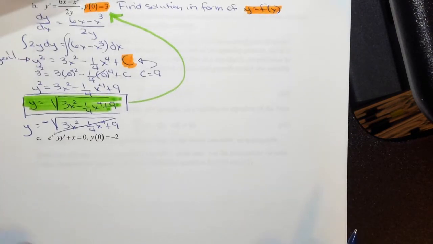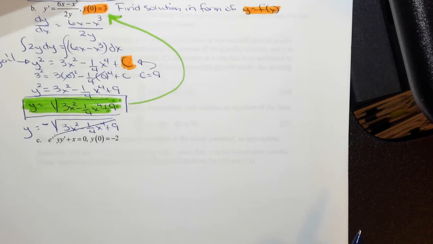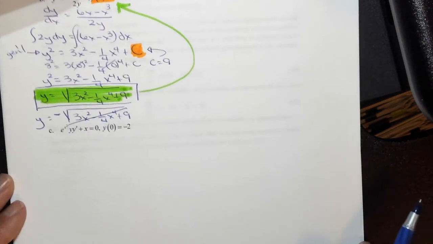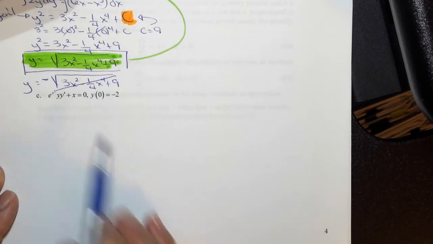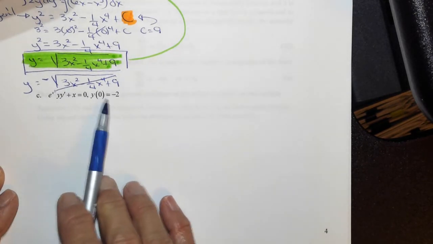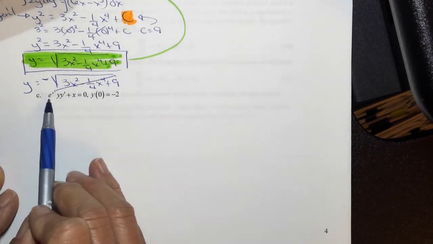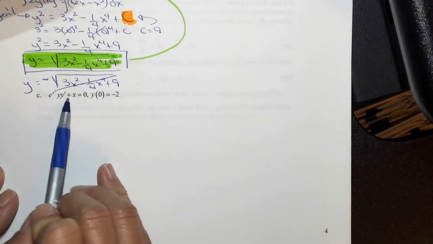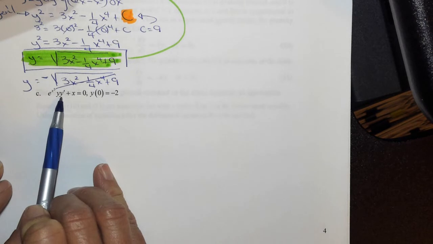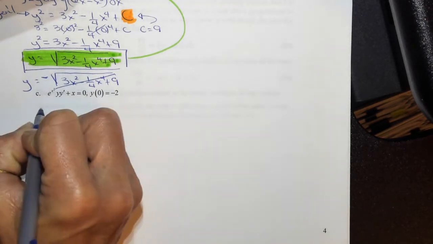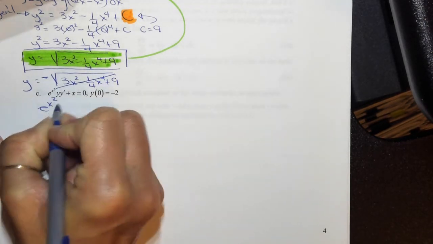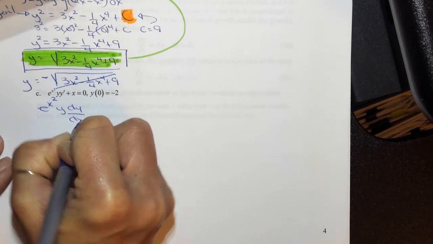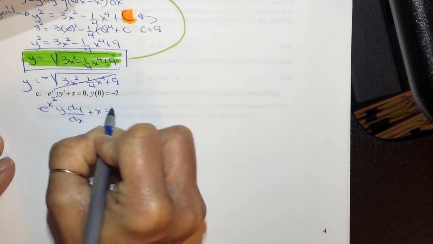Okay, in this last problem, we have a very similar scenario. When we solve this, we need to make sure that we are going through this point right here. So here you have e to the x squared y prime plus x is equal to 0. So the first thing I need to do is rewrite y prime as dy dx. So we have e to the x squared, y dy dx plus x is equal to 0.